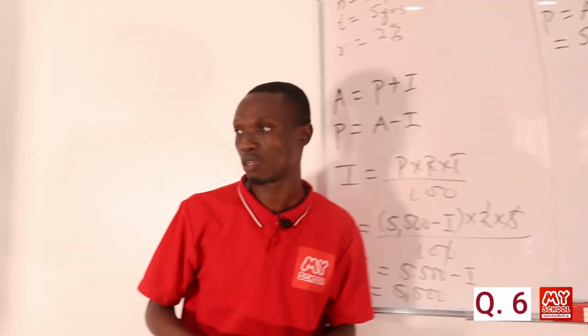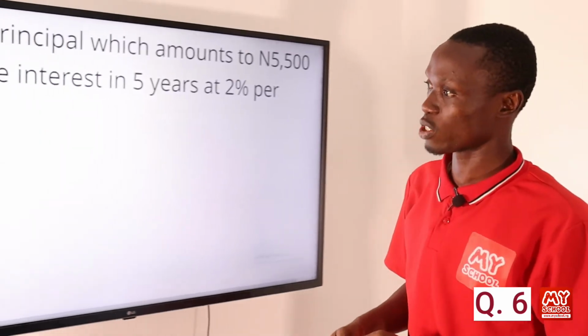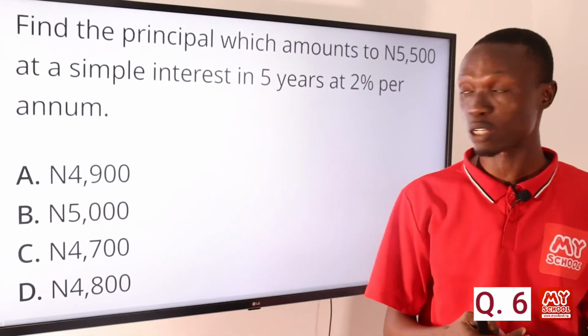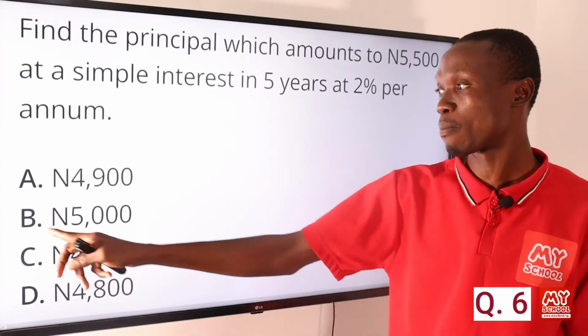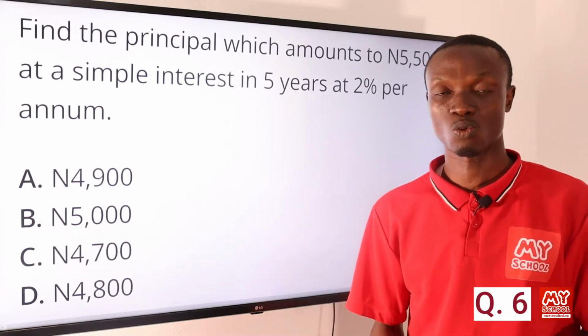So let's return back to the screen to pick the correct answer to this question. So from our calculation, we got the principal to be equals to 5,000 naira. So that makes option B the correct answer to this question.